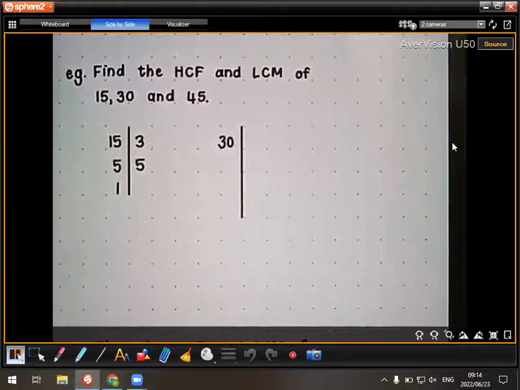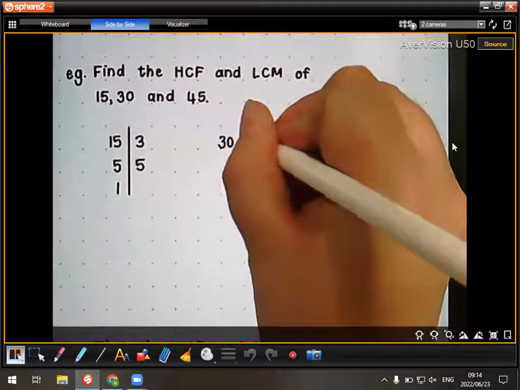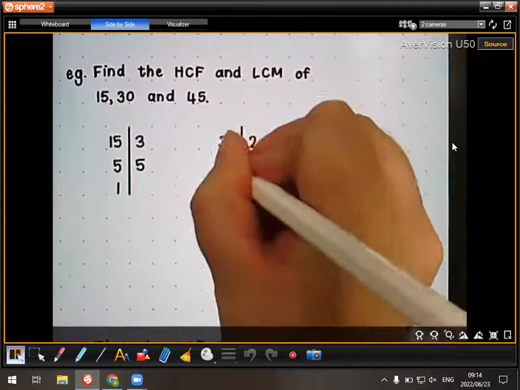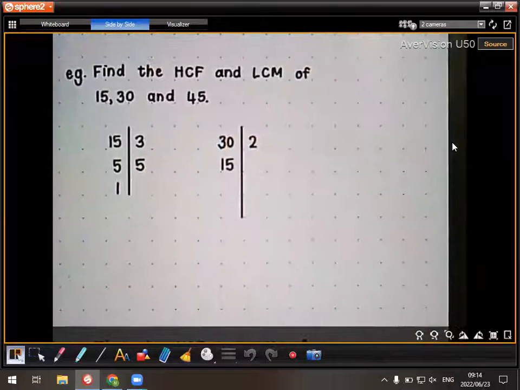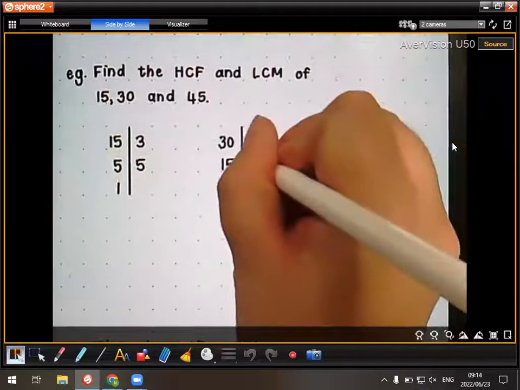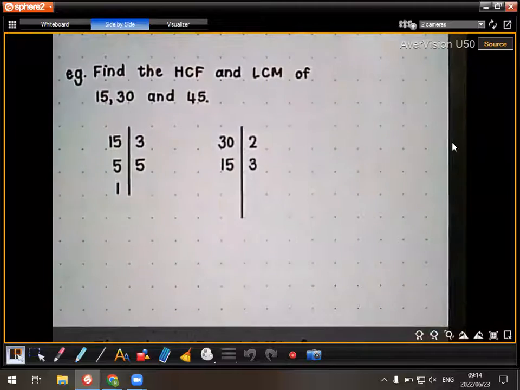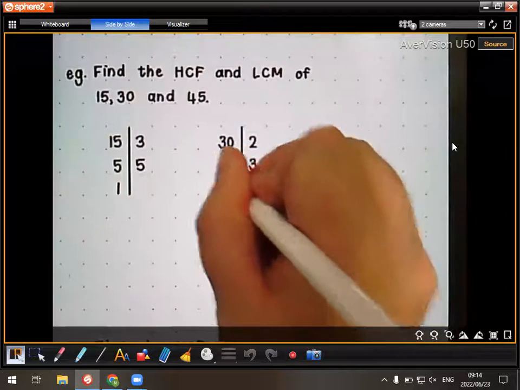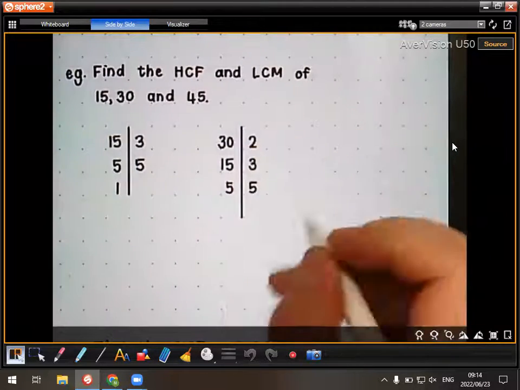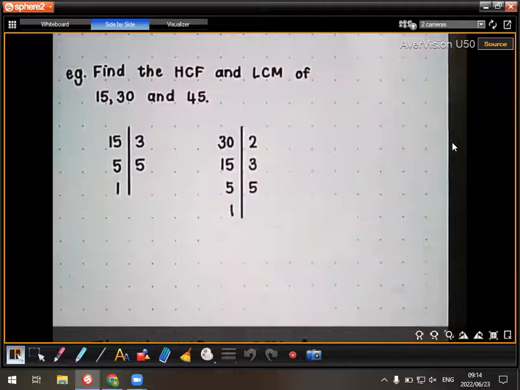The smallest prime number is 2. Does 2 go into 30? Yes. What is 30 divided by 2? 15, hey? And then after that, we've just done 15. It's going to be the same thing. We're going to divide it by 3. 15 divided by 3 is 5. Then we're going to divide it by 5. 5 divided by 5 is 1.